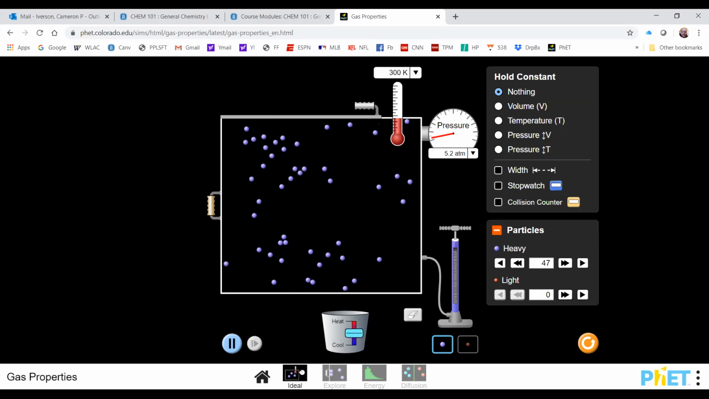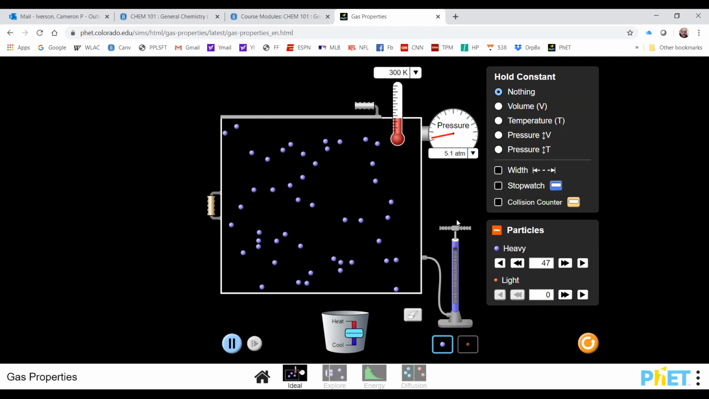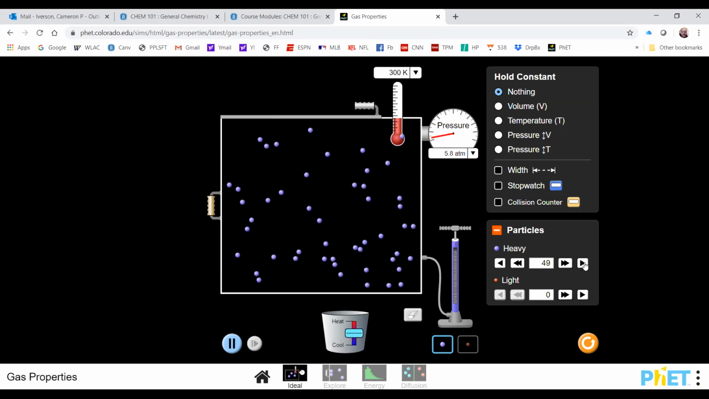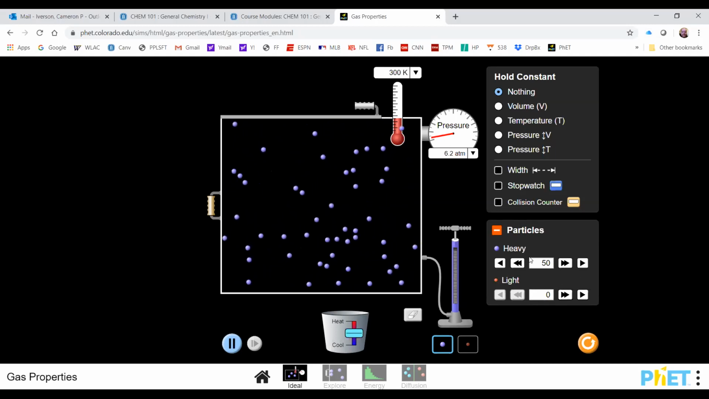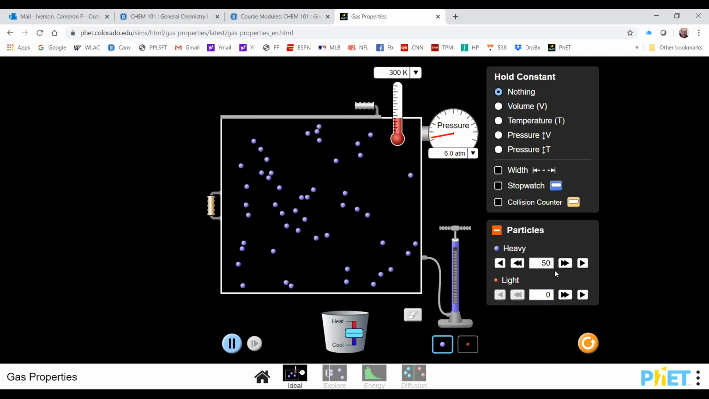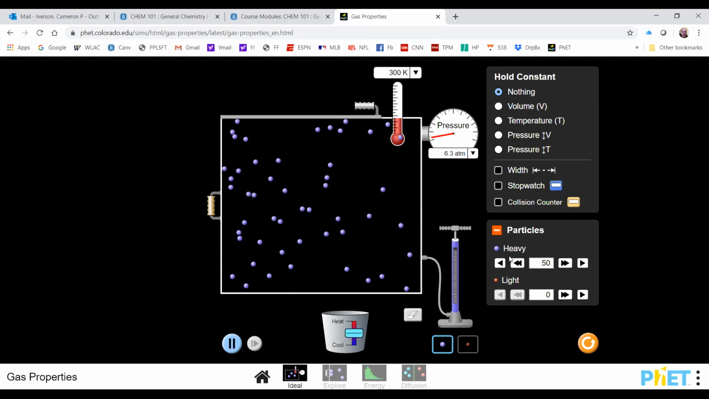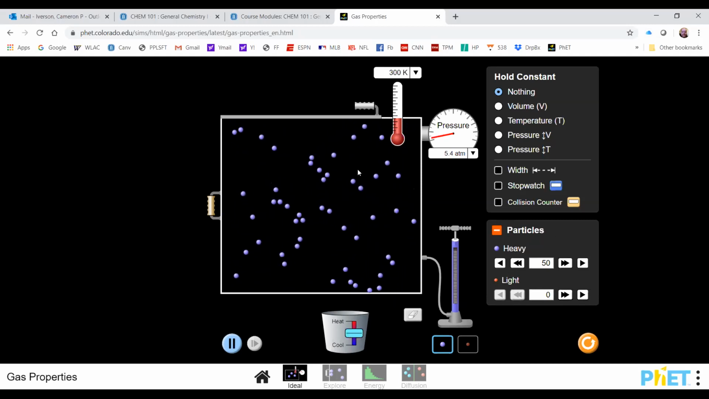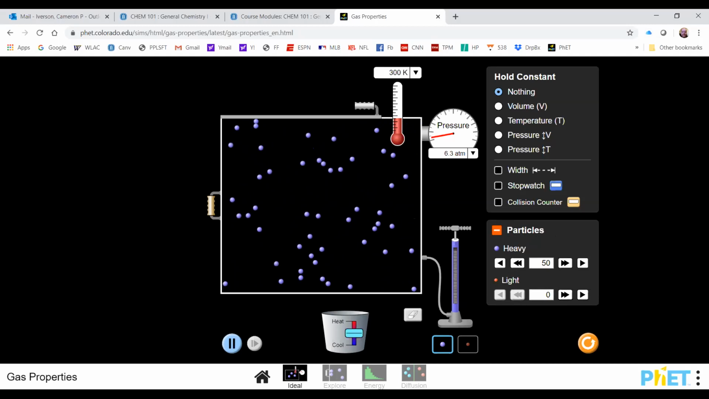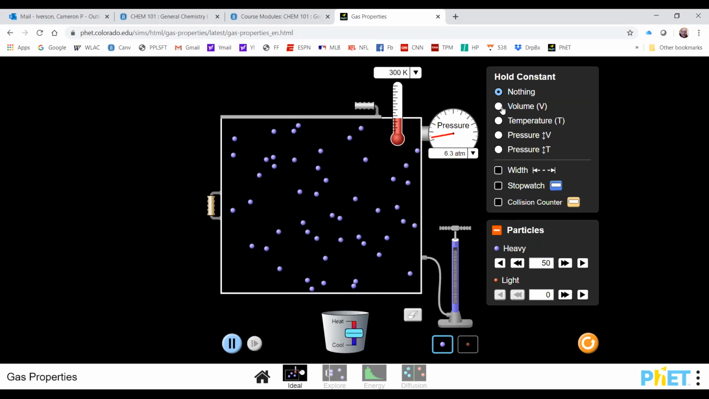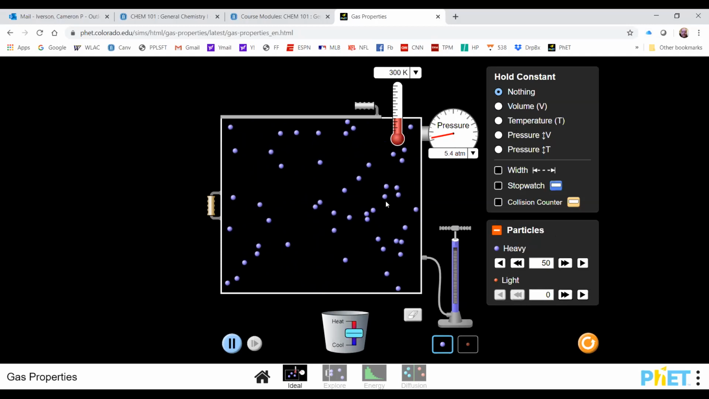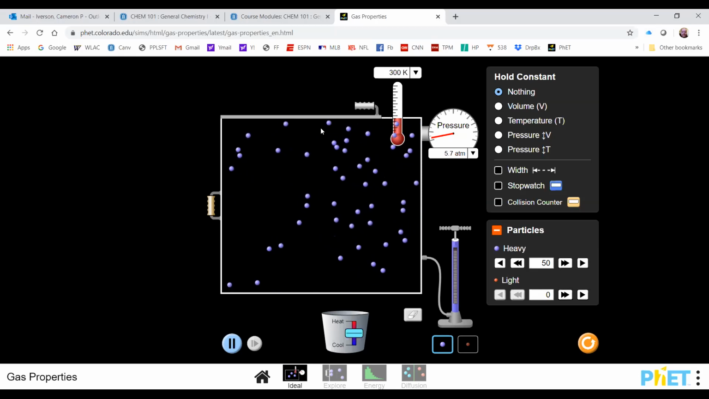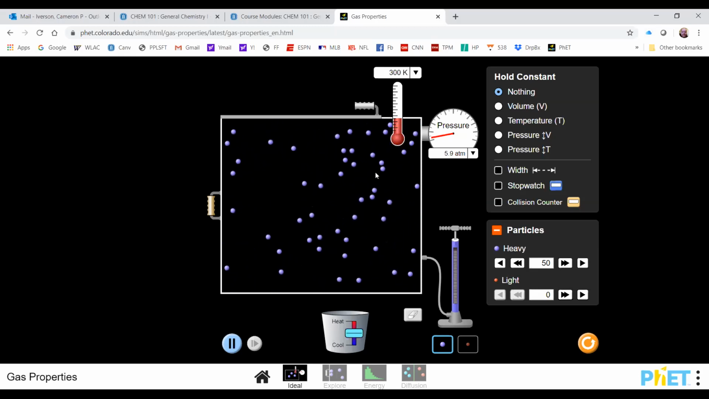Now, the other thing we can do is make adjustments. If we want to add more gas particles, we use the bicycle pump, or we can change the number of particles by adding them down here. Don't worry right now about heavy versus light particles. We'll look at that in section 5.6 when we start looking at the kinetic molecular theory of a gas. What we can do now is monitor how the pressure inside the container, the number of particles, the temperature of the gas, and the volume of the gas are all related.